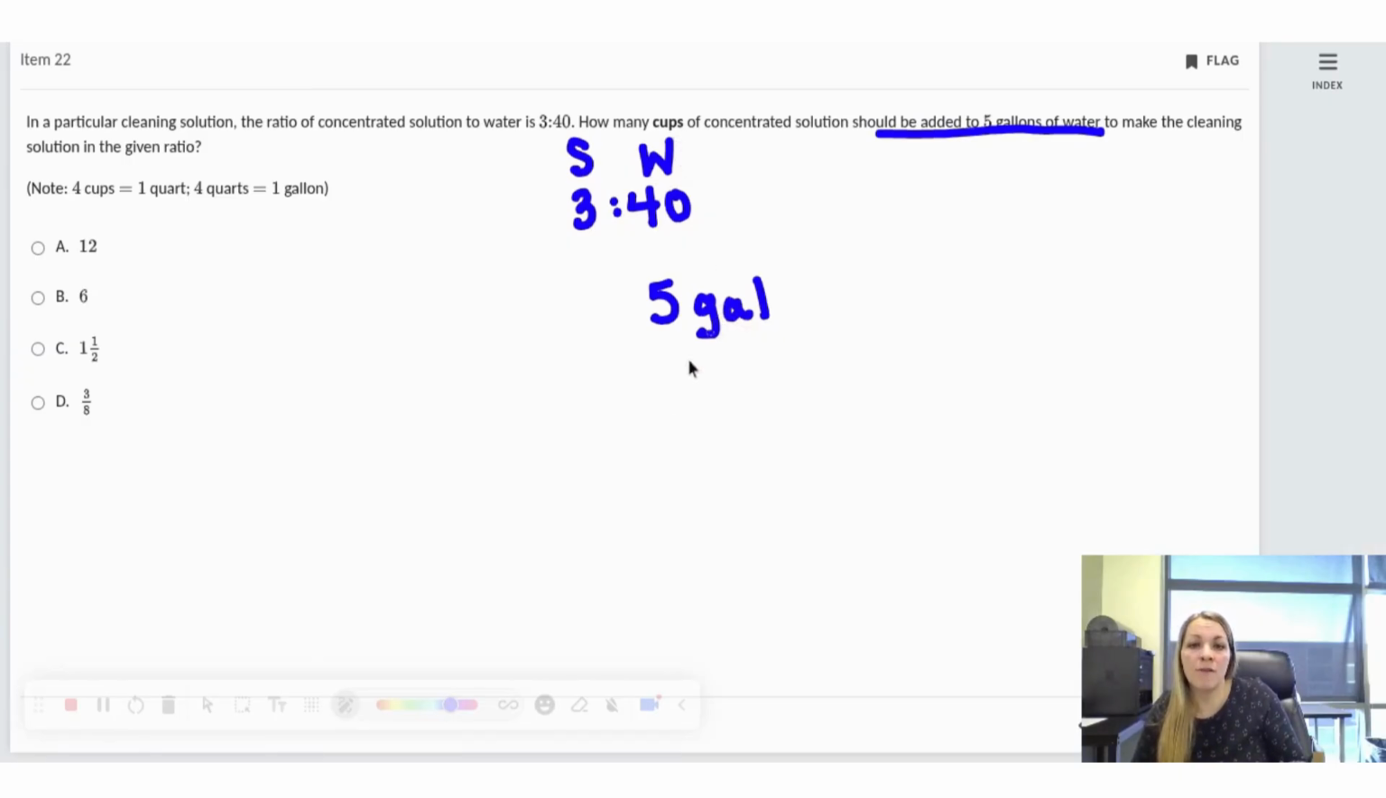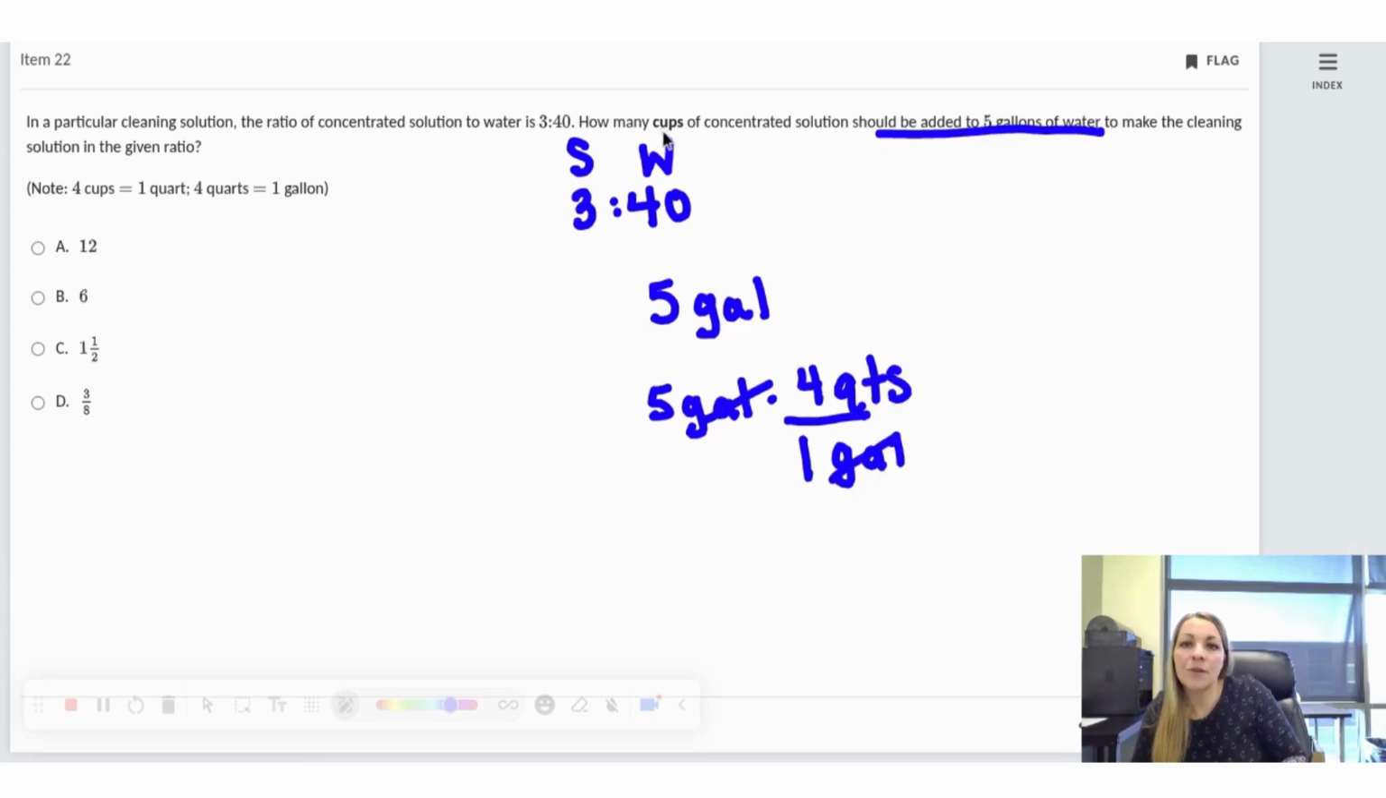So let's do that conversion. 5 gallons times, all right, what are we given here? There's 4 quarts in 1 gallon. So in 1 gallon, there are 4 quarts. Okay, and we want to get it down to cups. So we know there's 4 cups in 1 quart. So I'm going to do times 1 quart is equivalent to 4 cups.